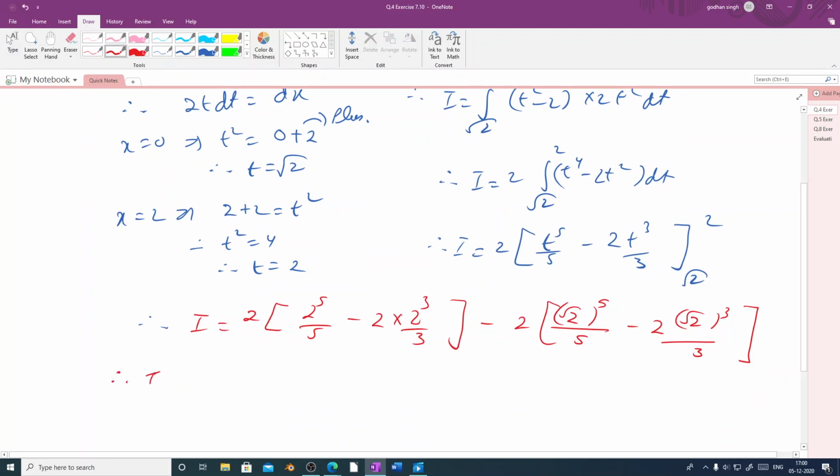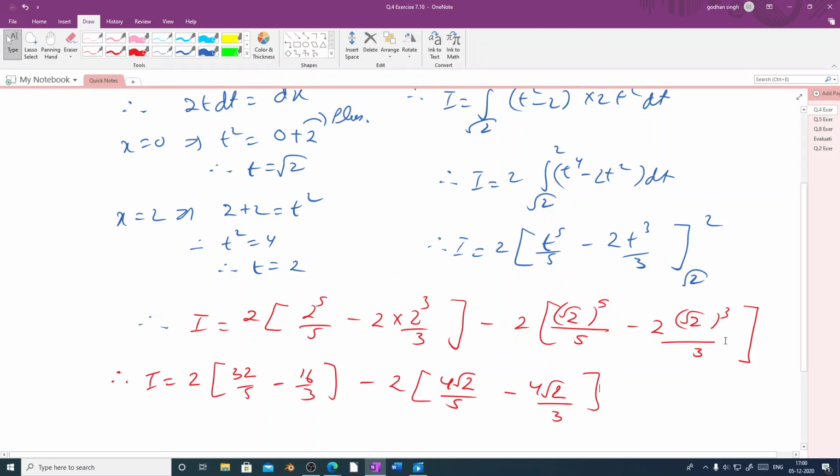Therefore I equals 2 into, so this will become 32 by 5, minus this will become 8 into 16 by 3, and minus 2 is there, so this will become root 2 into root 2 is 2, and again root 2 into root 2 will become 2, and one more root 2 is there, so this will become 4 root 2, 4 root 2 by 5. Similarly, this will become 2 root 2, and this 2 is there, so this will become minus 4 root 2 over 3.